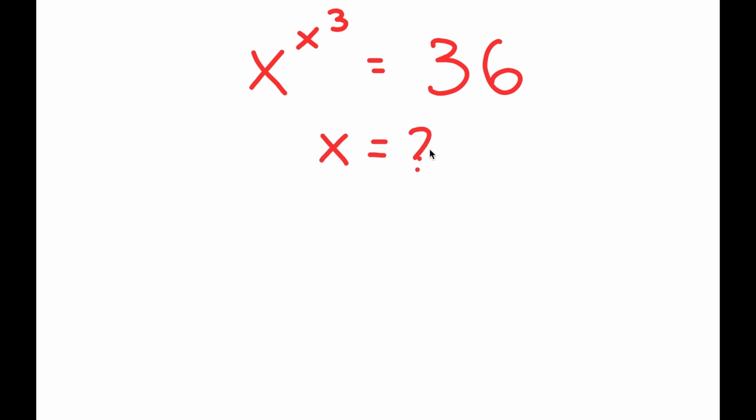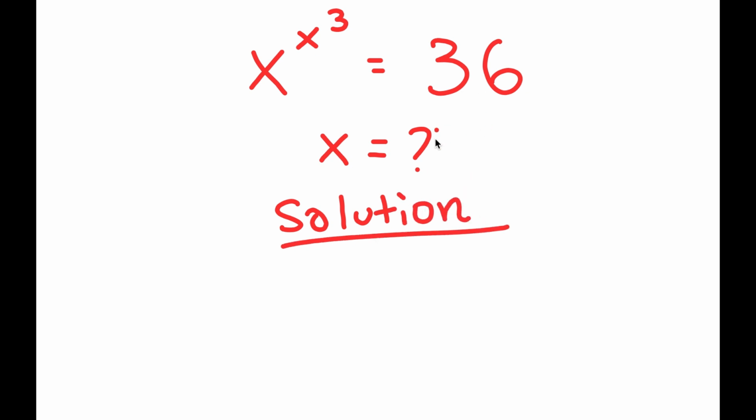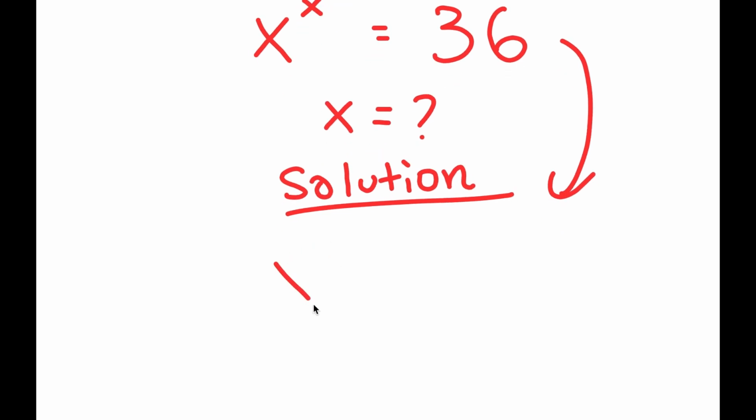Alright, so in this video, I'm going to be solving the problem x to the power of x to the power of 3 is equal to 36. Obviously, our only variable in this equation is x, so we want to find the value of x. And for our solution, I'm going to first start by rewriting this over here, so we have more space to solve it.